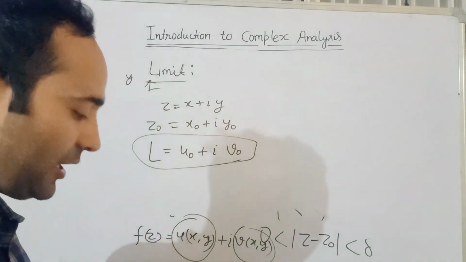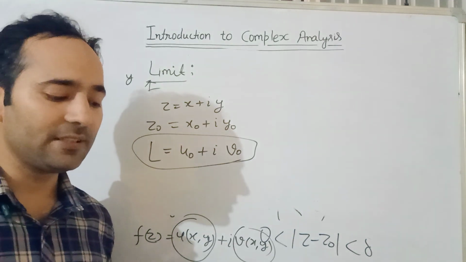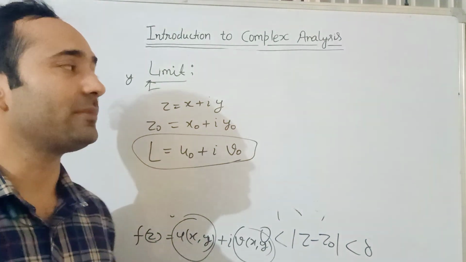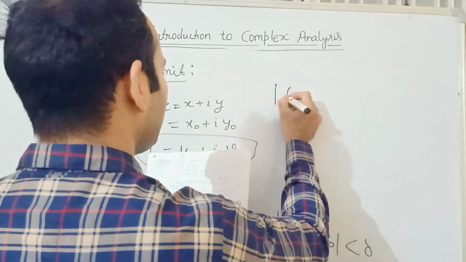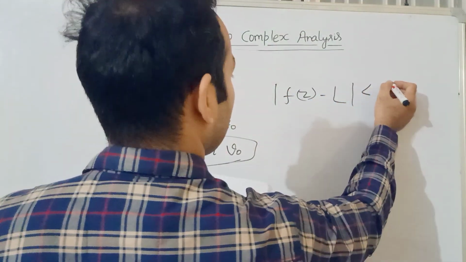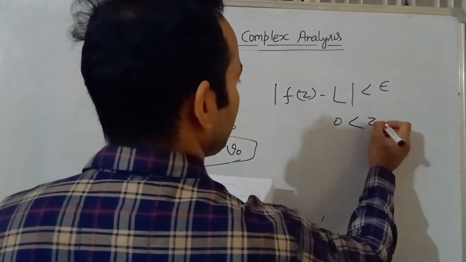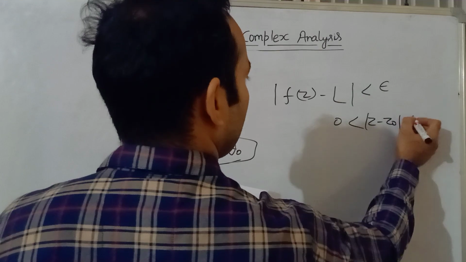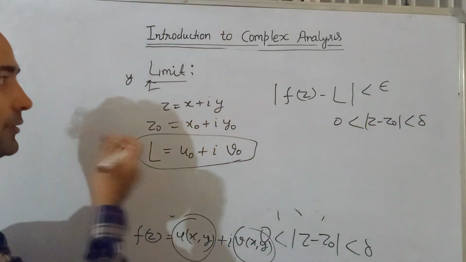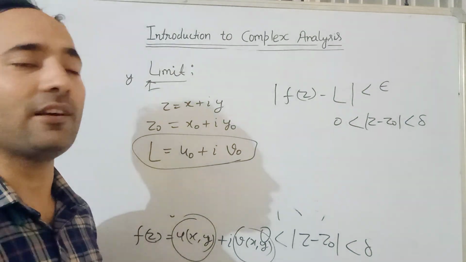Another remark: if f(z) has a finite limit at z0, then f(z) is a bounded function in some neighborhood. I have told you in the definition of the limit itself, the modulus of f(z) minus L should be less than epsilon whenever z minus z0 is in the deleted neighborhood. So if the limit exists, then f(z) would be bounded for sure.